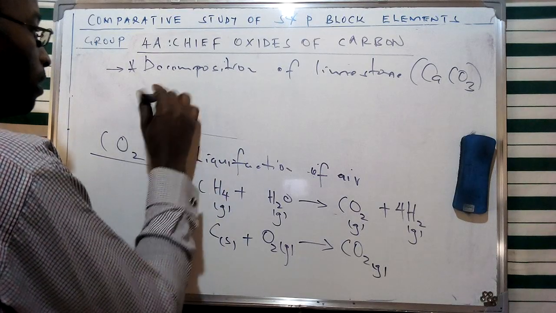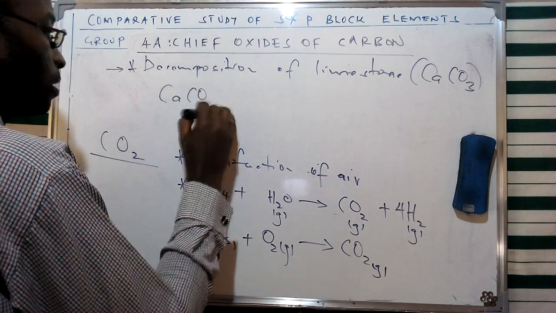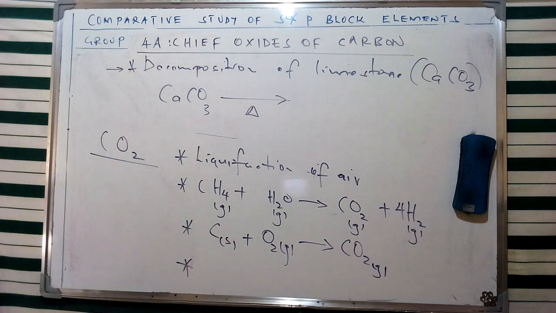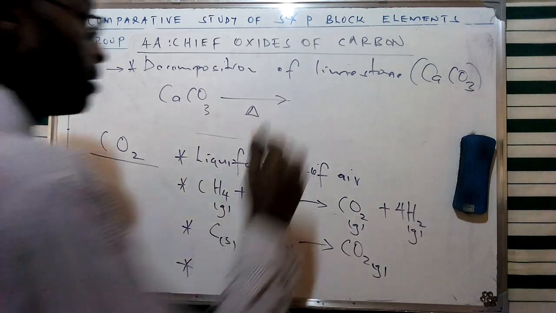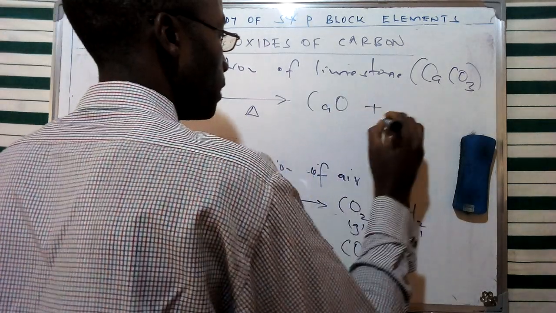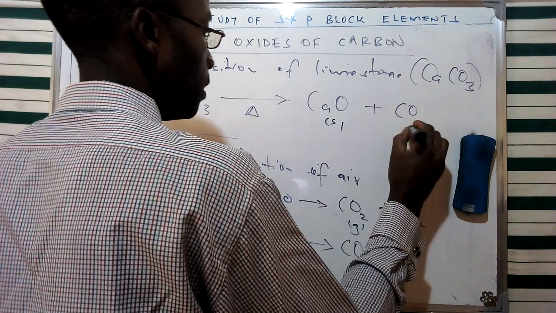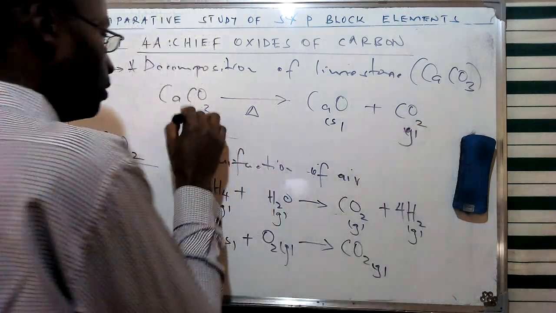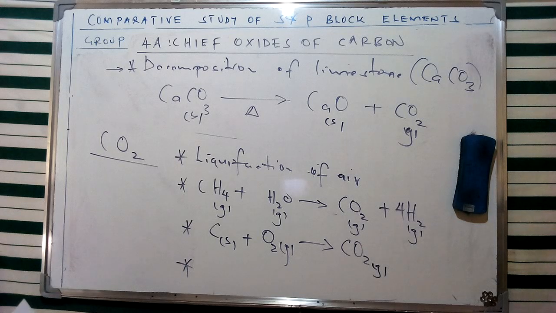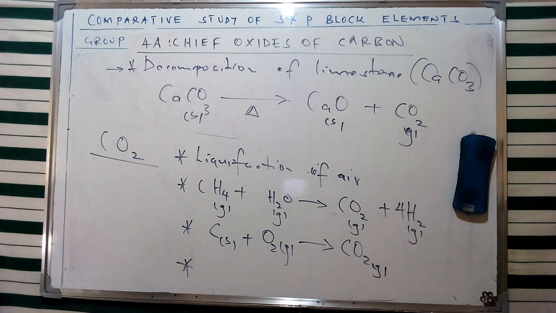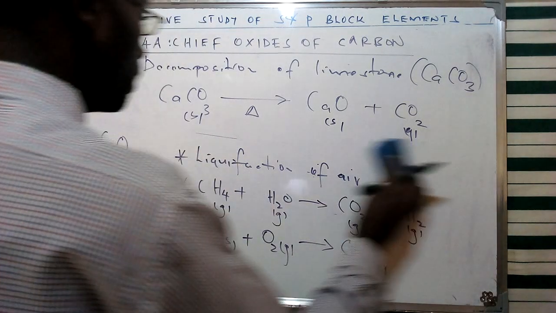So we're going to have this in terms of an equation. This is calcium carbonate undergoing decomposition, and that is going to form calcium oxide plus carbon 4 oxide. So this is going to be a gas, and this is going to be a solid. So we can just have this specific equation, and that's going to give us a summary of some of the sources of carbon 4 oxide which we are going to come across.